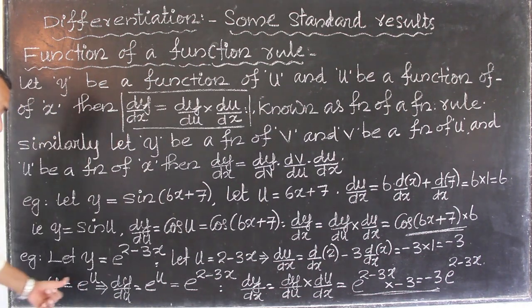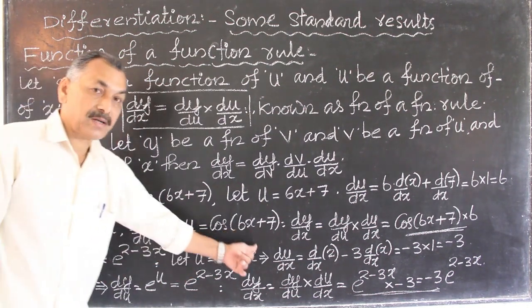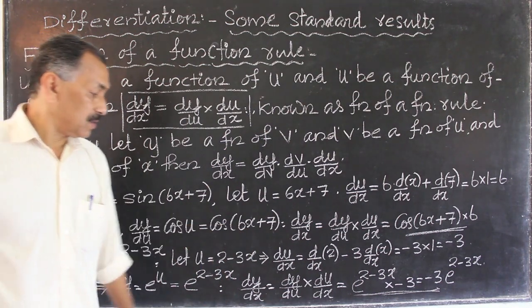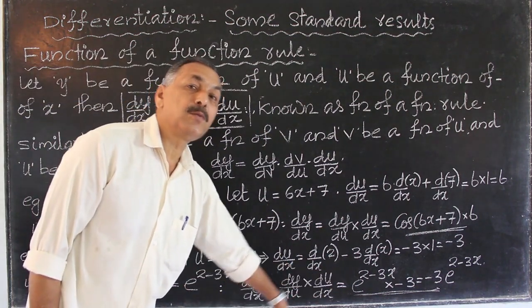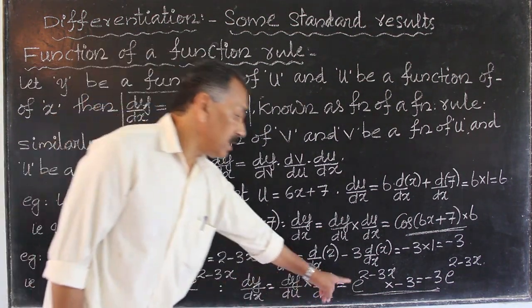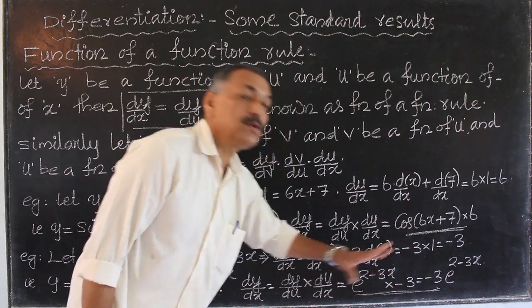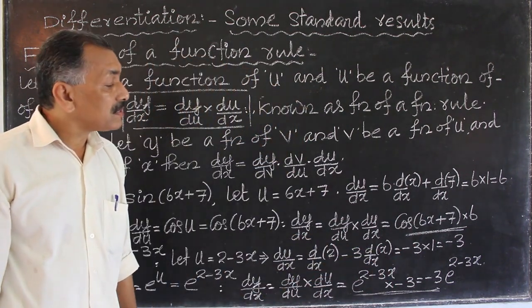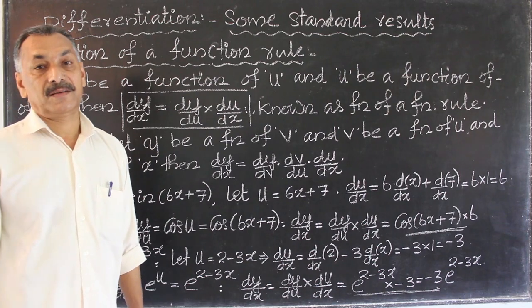Y is a function of u, and u is a function of x. Then dy by dx is equal to dy by du into du by dx. That is e raised to 2 minus 3x into du by dx, which is minus 3. So the derivative is minus 3 e raised to 2 minus 3x.